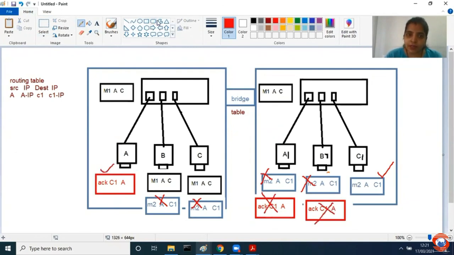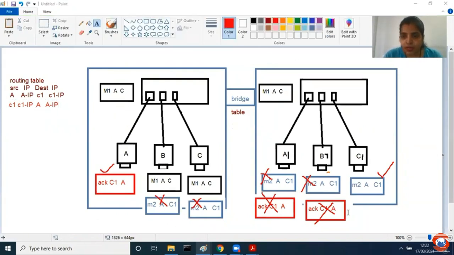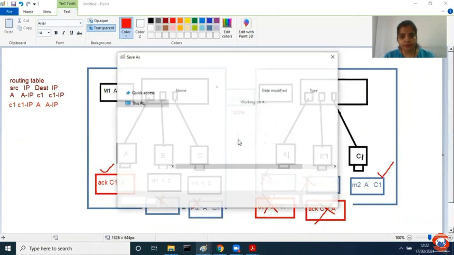Yes. Also, when the bridge has received the acknowledgement from C1, the bridge will also update its routing table. I have the source as C1, I have its IP as this, I have a destination like this, I have an IP as this. So next time, when A and C want to communicate, B, C, A1, B1 will not come into the picture. So that is the advantage of the bridge device. It is a little more intelligent than your hub and the repeater. Have you understood what a bridge means?